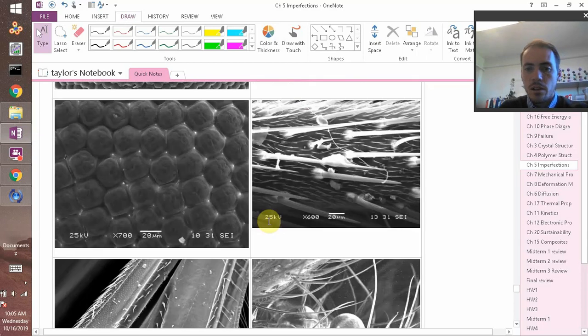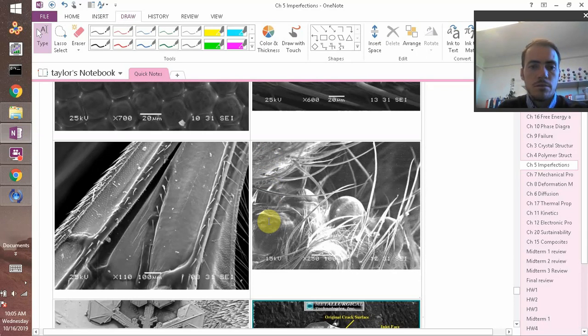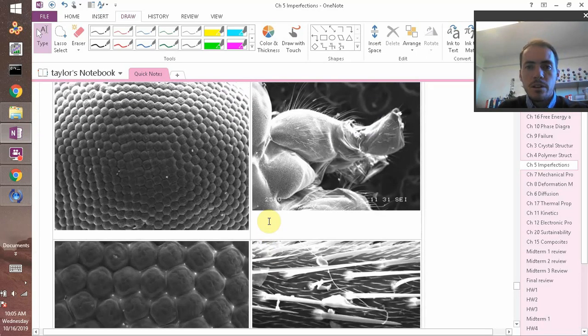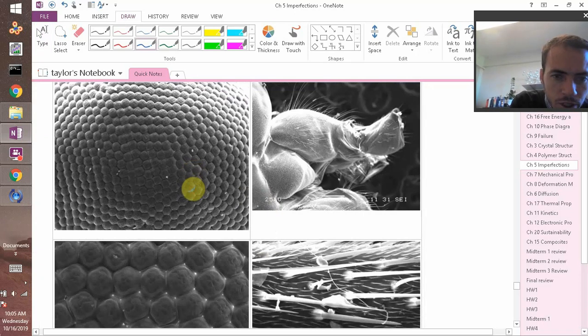Take a look at these images that I collected years ago when I was a technician at a local ceramics company one night when I was bored. I put some bugs in the SEM. If you look at this, this is the eyeball of a fly. Take a look at this. You see dark regions and you see bright regions. Or in other words, this kind of looks like a real picture.